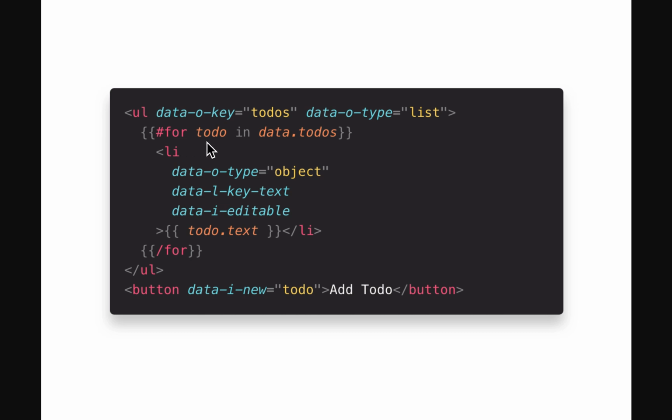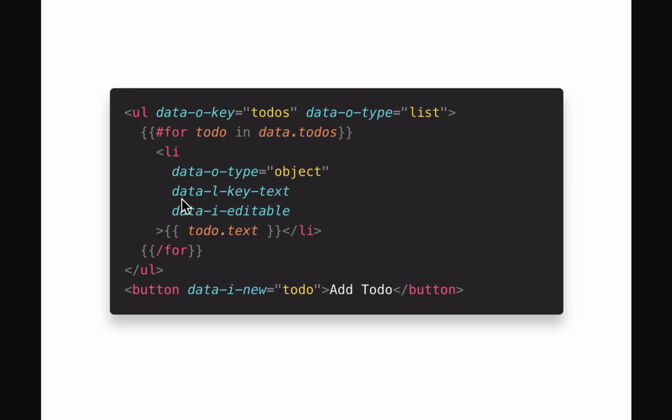Next, we're going to loop through each to-do in this data.todos object. Now, we don't have this data yet, so when we first render the page, we're not actually going to get any to-dos. But let's just go through this anyways. So if we did have a to-do on the page, if this was rendered, this data O type would tell us that the to-do is an object, okay? And it's going to have a key and a value inside of it, at least one. A lot of objects have multiple keys and multiple values.